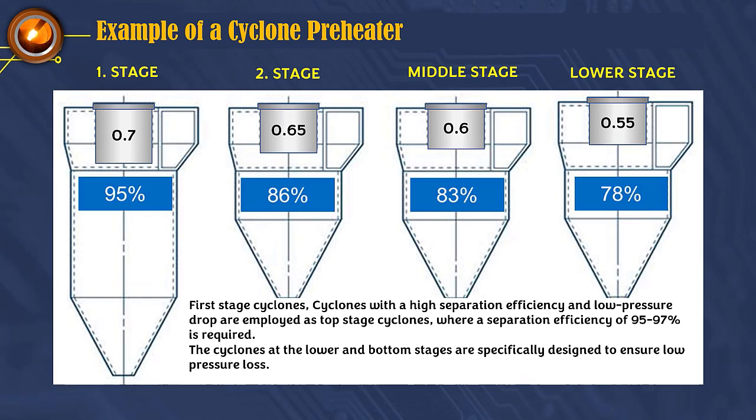In general, the cyclone tube stage 1 is longer, and the length of the immersion tube is around 70% of the inlet duct height. Stage 2 cyclone is around 65%, middle cyclone is around 60%, and lower stage cyclone is around 55% of the inlet duct height.